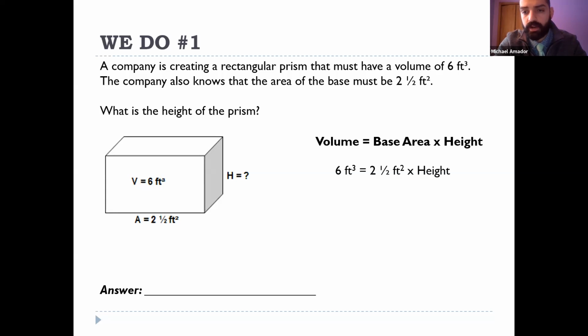Okay, Nana, what is our final step? My final step will be to divide, well, 6 divided by 2.5, because I know that the area is length times width. So we already have that, and we're looking for the height. So in order to find the height, we need to divide. Absolutely. We're going to perform the inverse operation in order to find the height. Everyone go ahead and solve for the height.